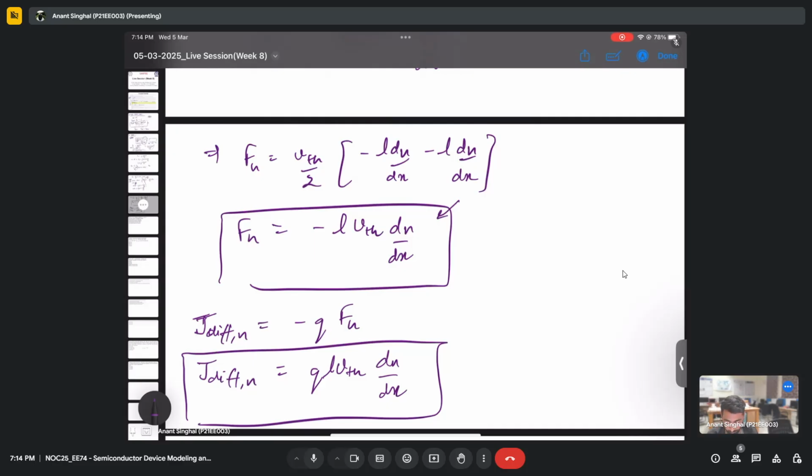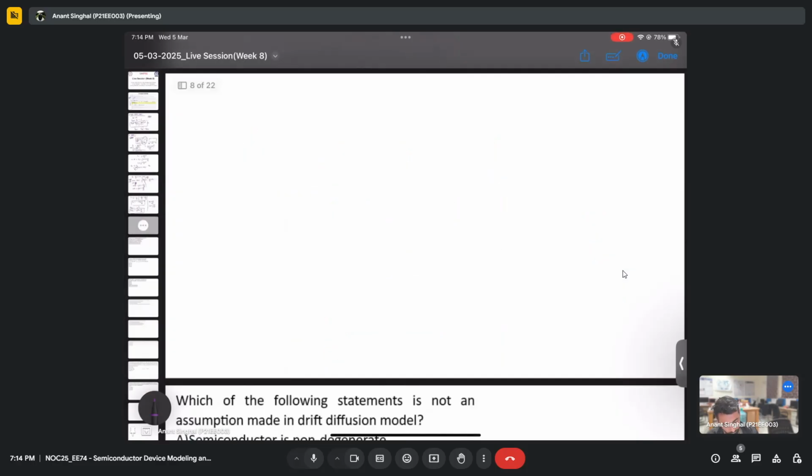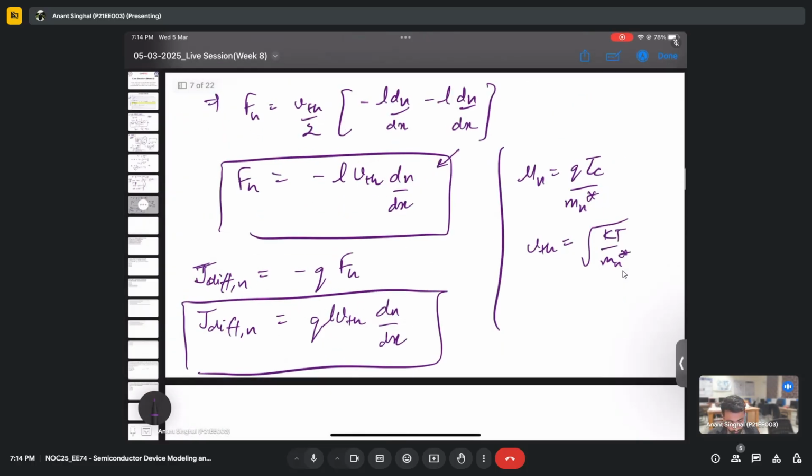Now again, the diffusion of electrons is from a higher concentration to a region of low concentration. So it is producing a flux, and we have established that mobility is nothing but q tau c by mn star. So we have already seen all of these things. We have seen the thermal velocity, it is nothing but kT by m star, or mn star, if I'm talking only about electrons. These are all the previous things that we have already established.